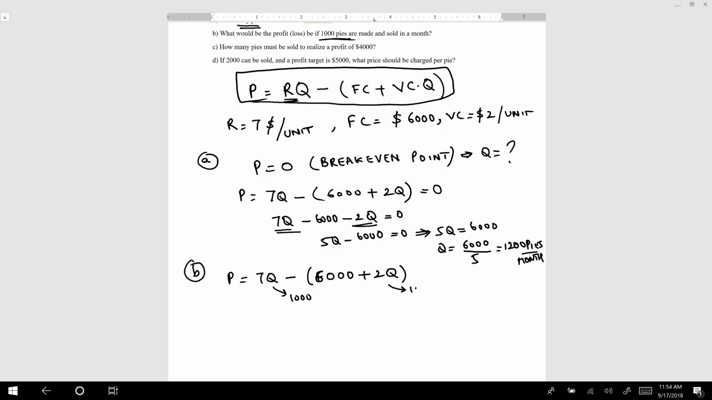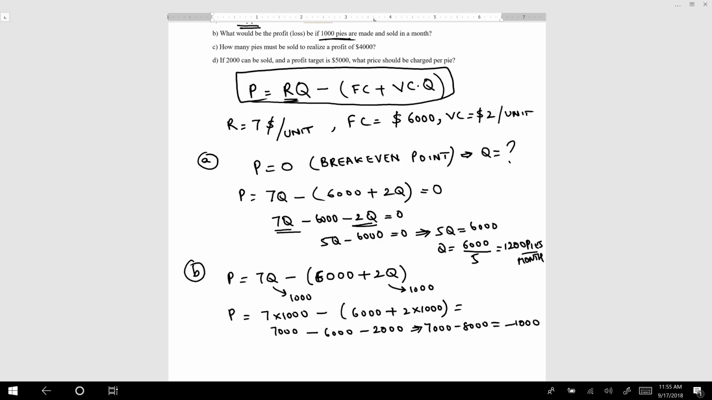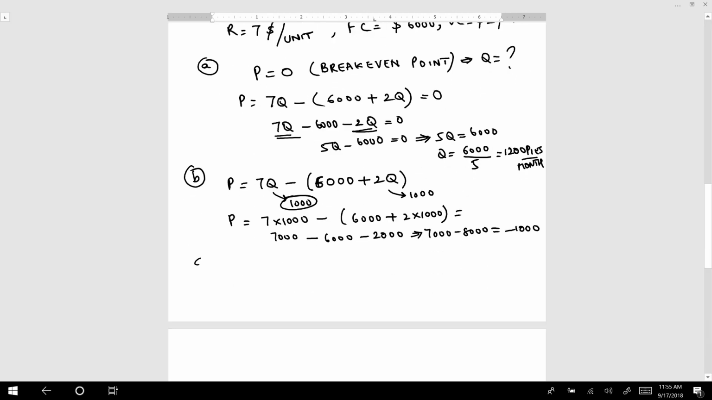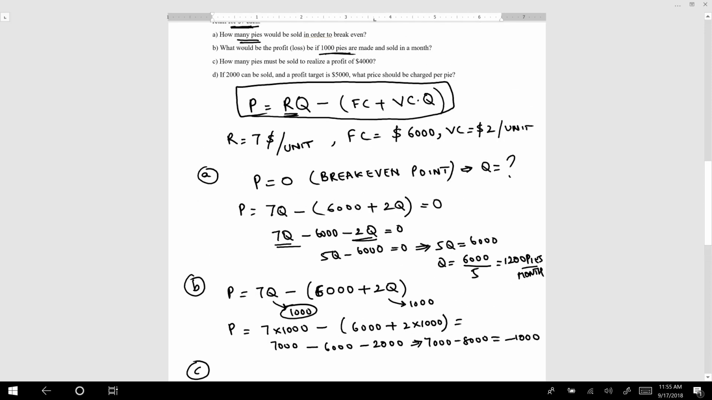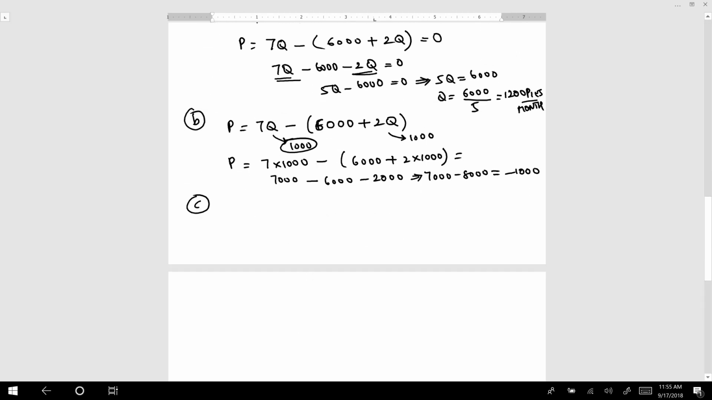So what would be the profit if we put 1000? So this will be, profit is equal to 7 multiplied by 1000 minus 6000 plus 2 multiplied by 1000. So if you calculate this, this is 7000 minus 6000 minus, if I open up the parenthesis, so this is going to be 7000 minus 8000, which is negative 1000. So we will make a loss of $1000 if we sell 1000 products. So that's B. So now the C part of the question they are asking us is how many pies must be sold to realize a profit of 4000. So I will do C in the next page.